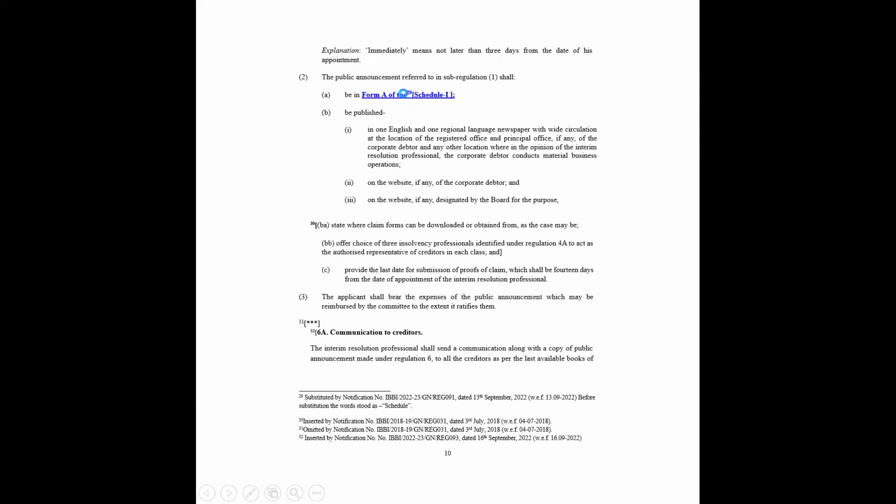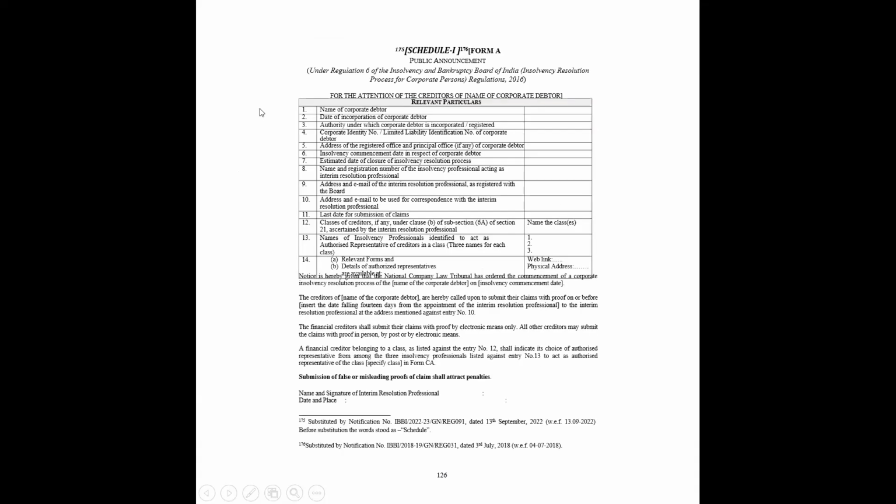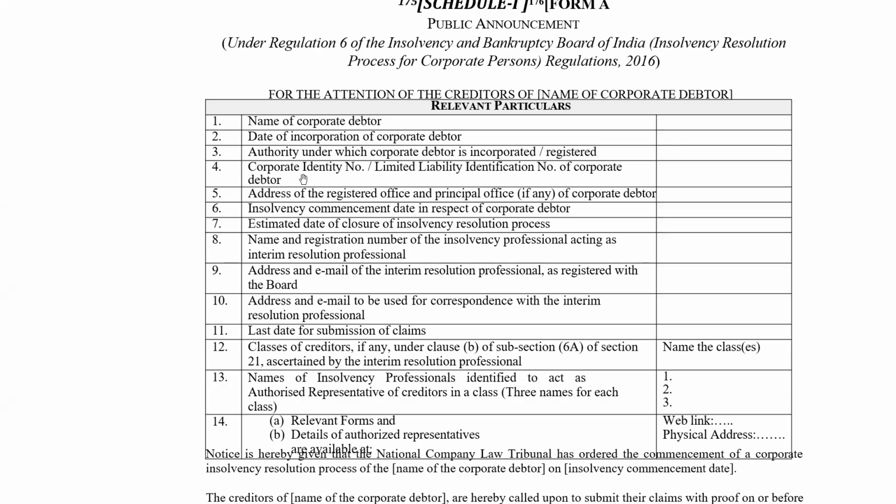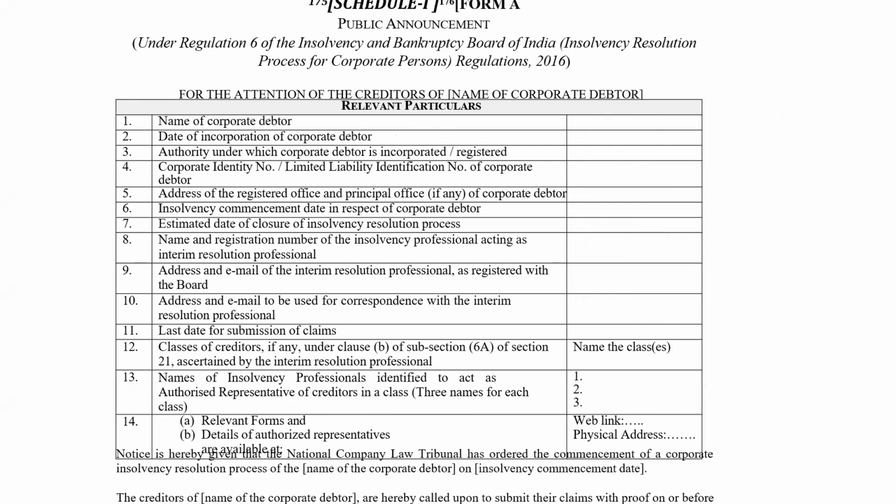What is Form A? This is Form A. Form of public announcement. Name of the CD, date of incorporation, authority under which it is incorporated or registered, say MCA, CIN number, LLP number, address of the registered office and principal office, insolvency commencement date. So this is the date of the order. Estimated date of closure. So this will be 0 plus 180.